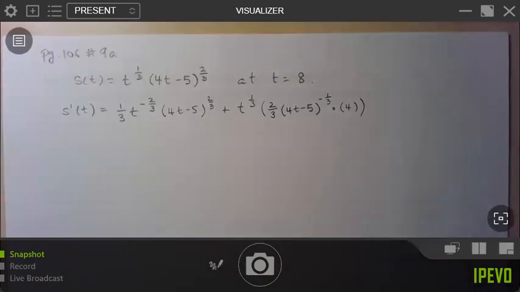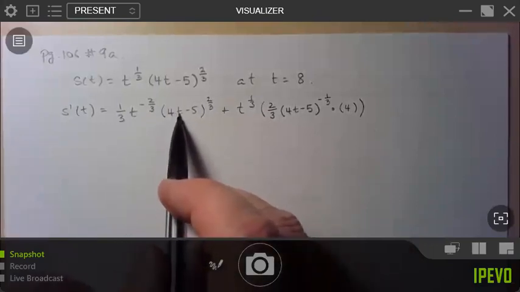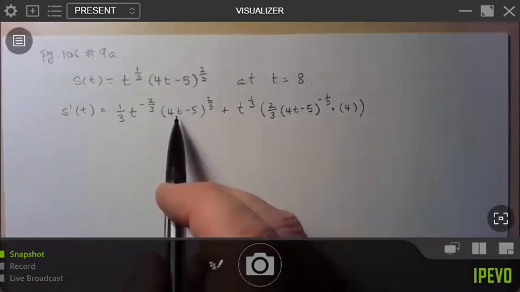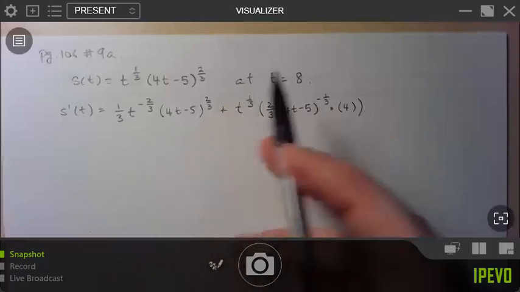All right, so this is where now we have to make a decision. Do we simplify this, or do we just stick in t equals 8? For something like this, I would say it's a real toss-up. What do we have? 4 times 8 is 32 minus 5, 27. Okay, it's not the nicest of numbers. I was hoping it was going to be a nicer number there, but we can do it either way.